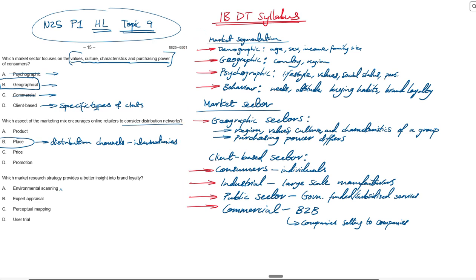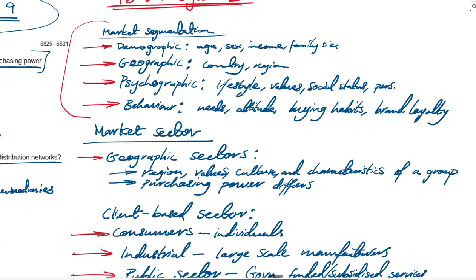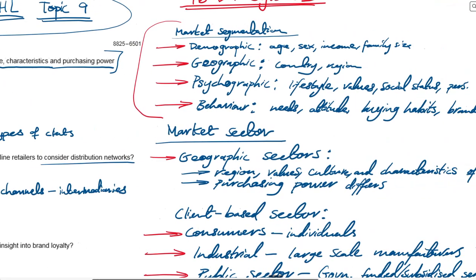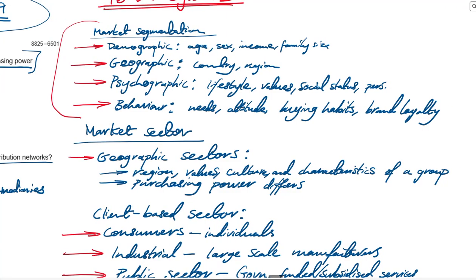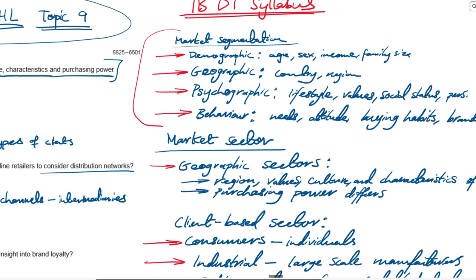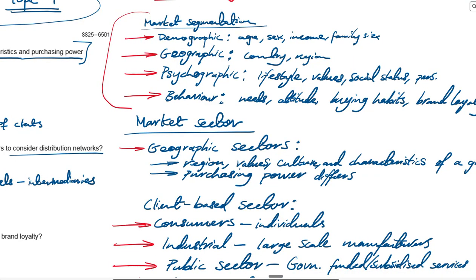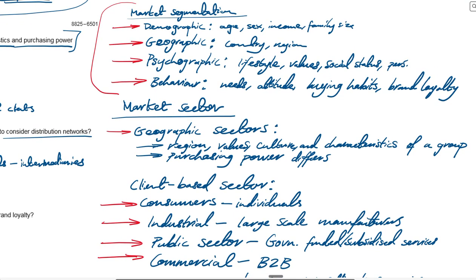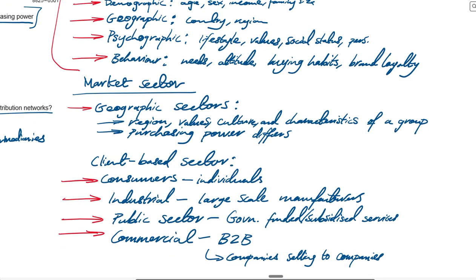Our market segmentation has four categories, and that comes after market sector. So once we choose our market sector, then we have four categories to divide. Hopefully you understand these categories. Demographic is age, sex, income, family size, and things like that. Geographic is just region. Psychographic is lifestyle, values, social status, personality. It does not include purchasing power or specific characteristics or culture. And then we have behavior: needs, attitudes towards certain products or images or colors, buying habits, brand loyalty.